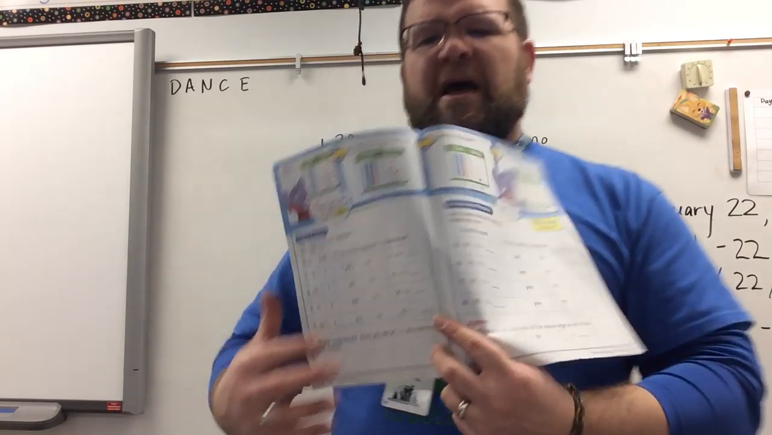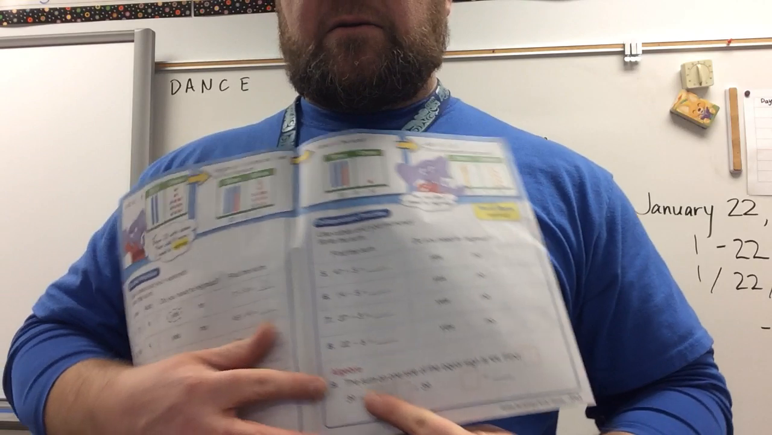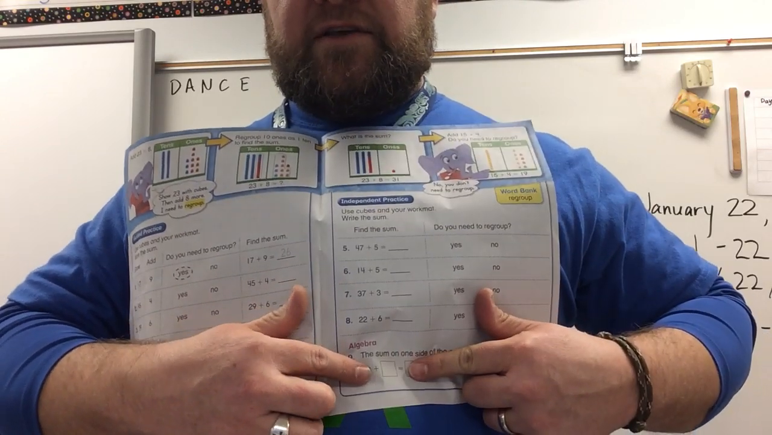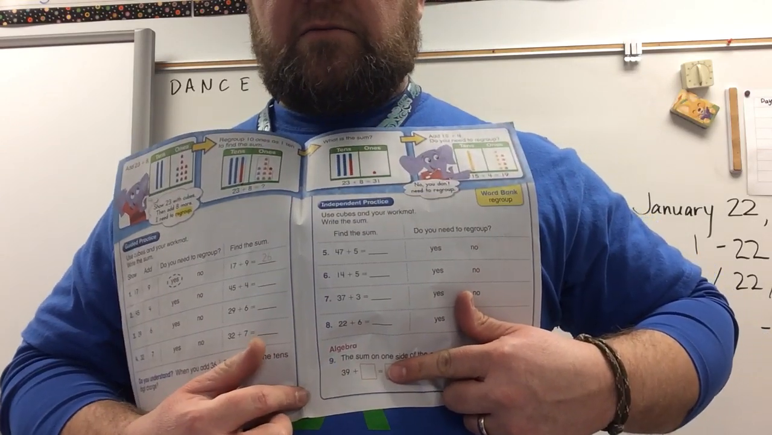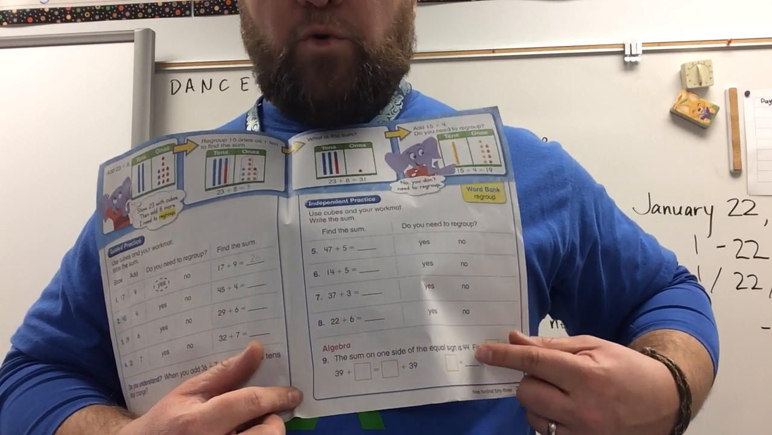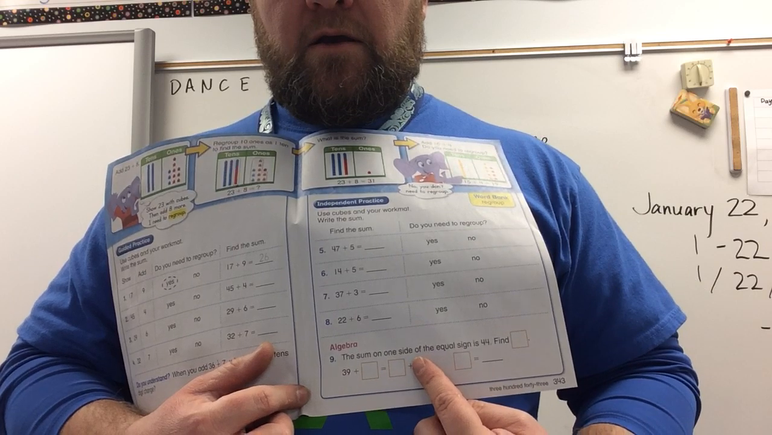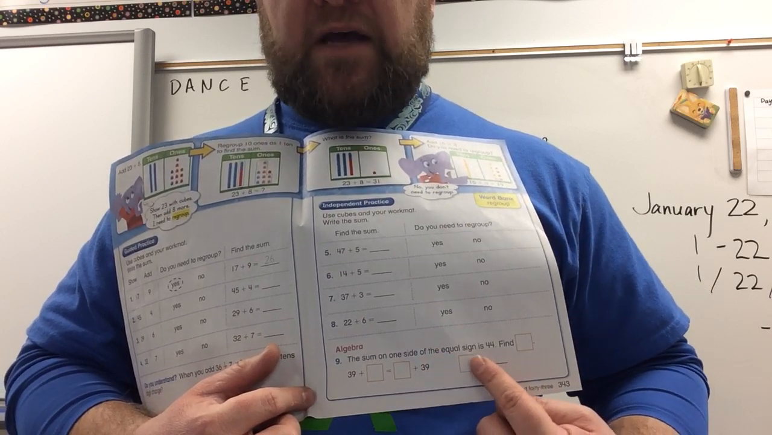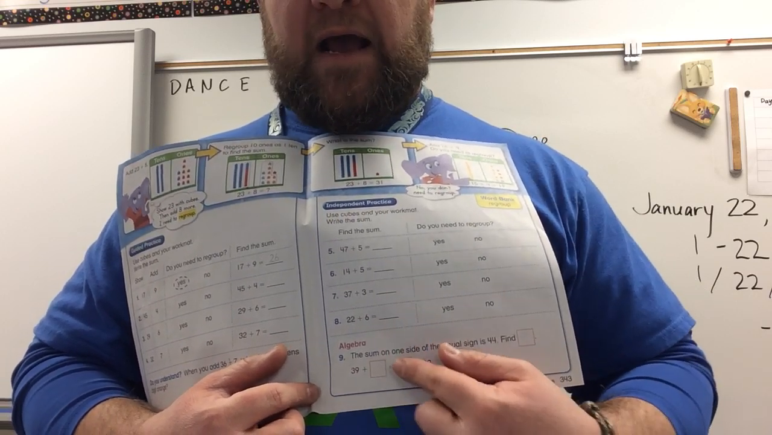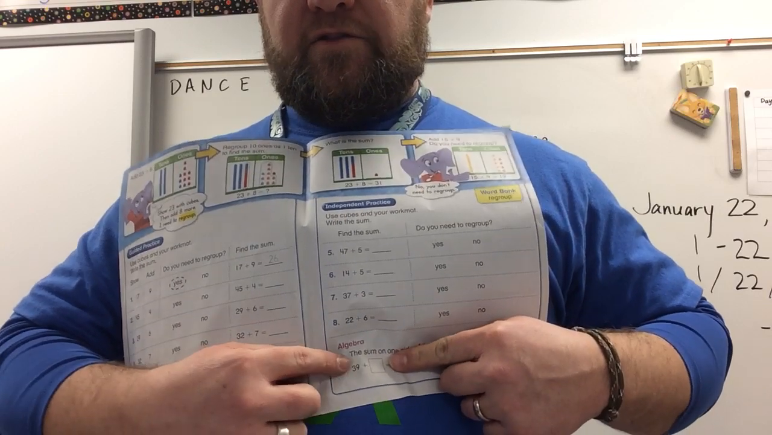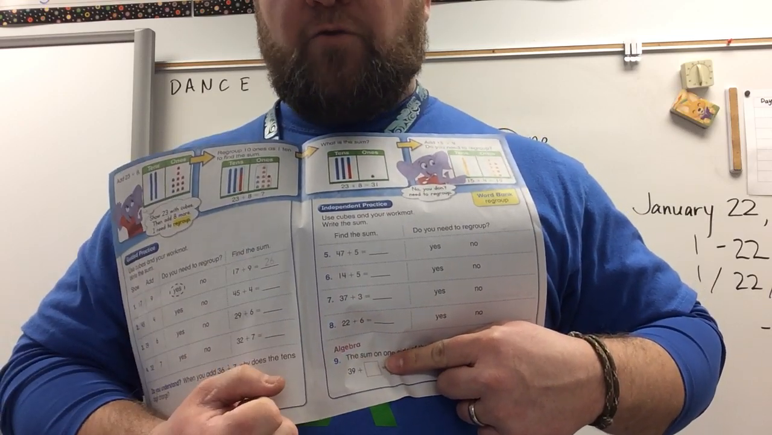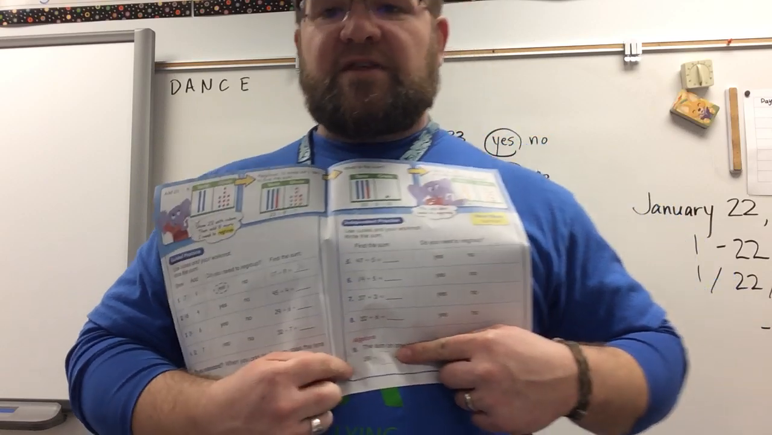Very good. Now, let's look over here. Let's look at number 9. It says that this number plus what's in the box makes 44. It says the sum on one side, okay, of the equal sign is 44. That means when I add 39 to this number, I get 44. What number goes in the box?